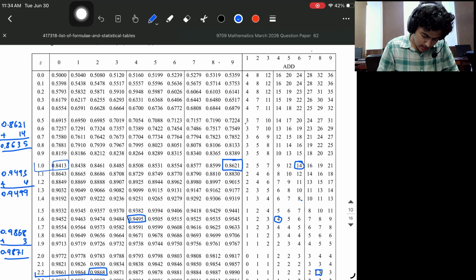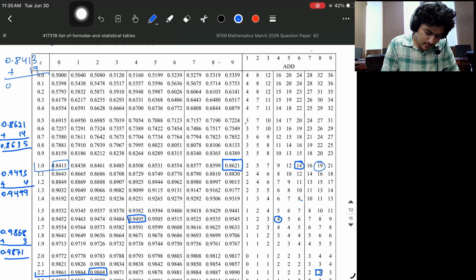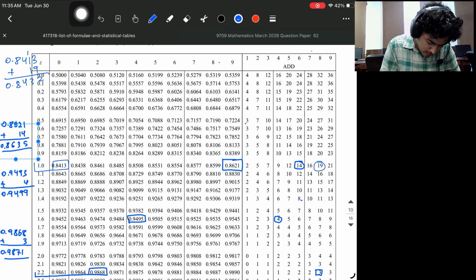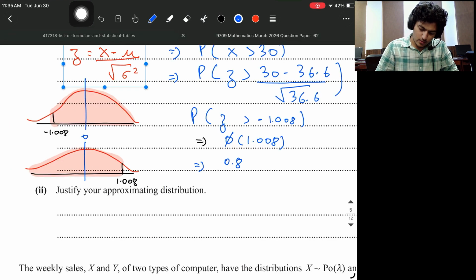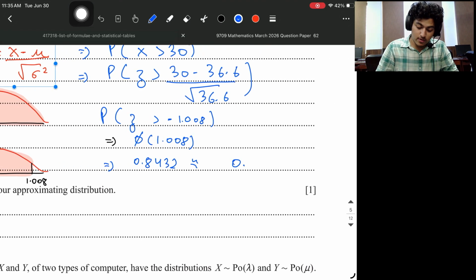1.00, right, this is the value 0.8413. And if we look at the eighth column, we'll be adding 19 to this. So adding this, we get 0.8432. And the final answer should be given correct to 3 significant figures, therefore 0.843 is your final answer.